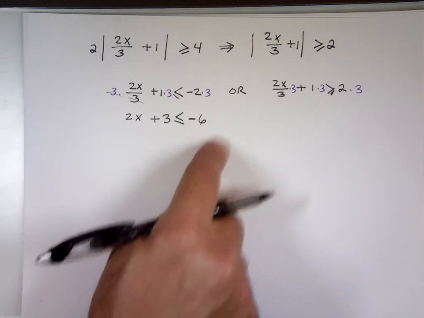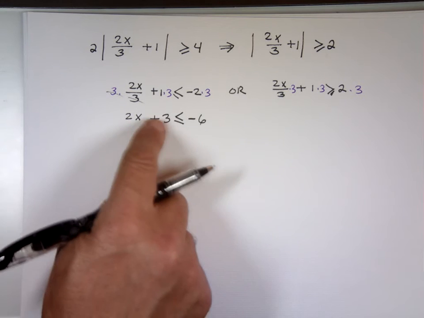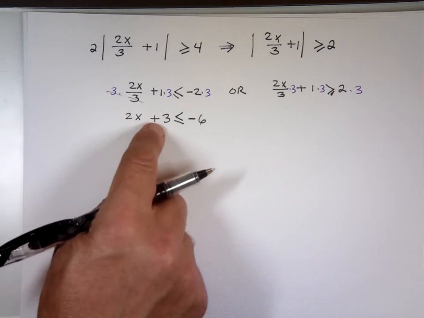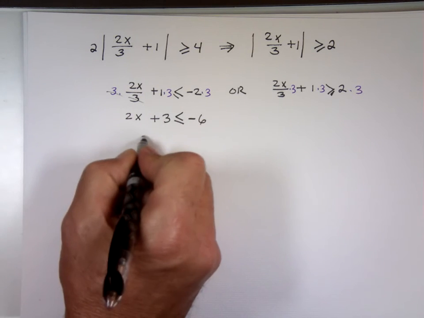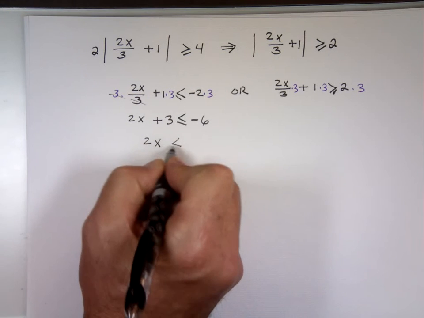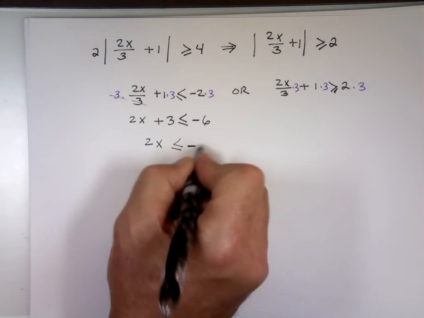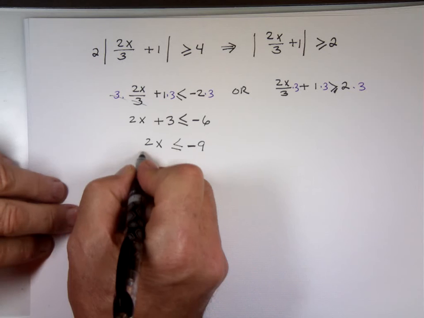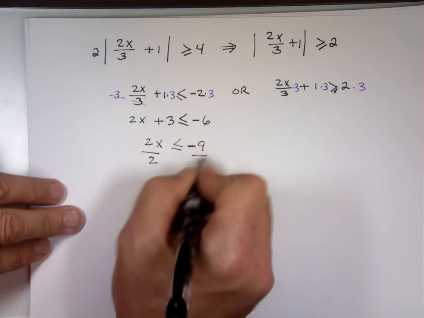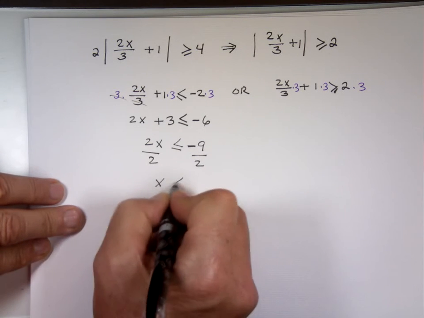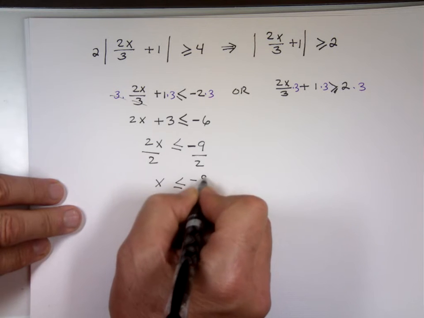Take the 3 there, becomes what? Negative? So 2x is less than what? Or negative 9. And to solve for x, we're going to divide by 2. X is less than or equal to negative 9 over 2.